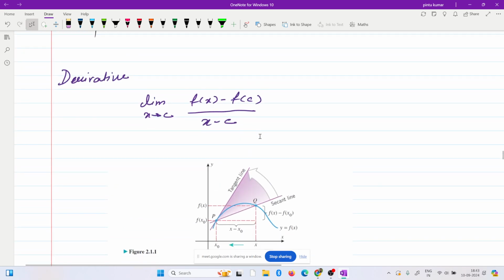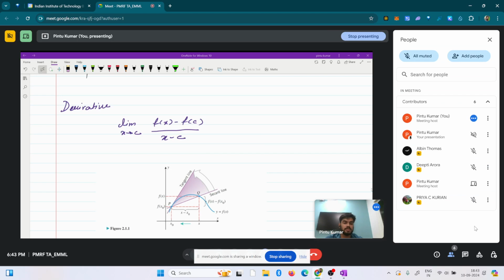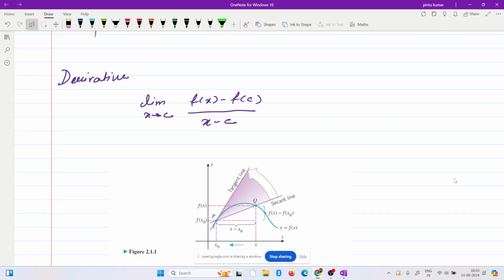Any doubt in continuous function before we move to the derivative of a function? If you have any doubt, you can ask. Now is the time. Okay. Let's define what derivative is.